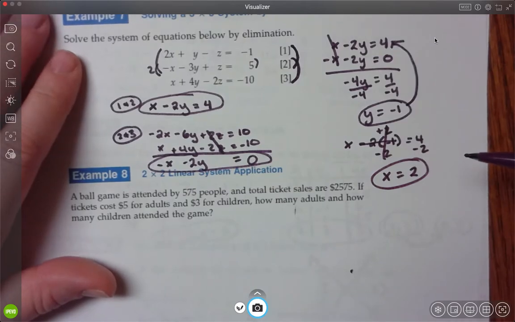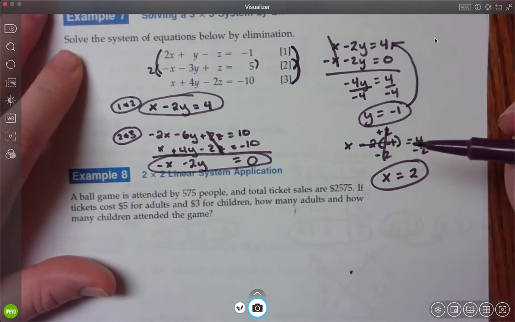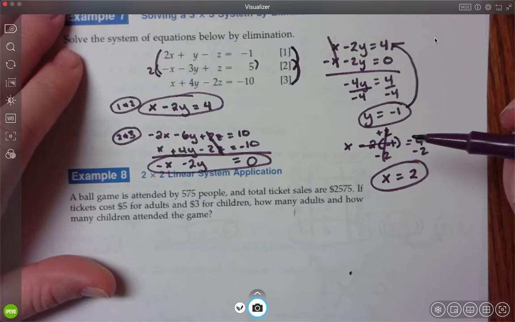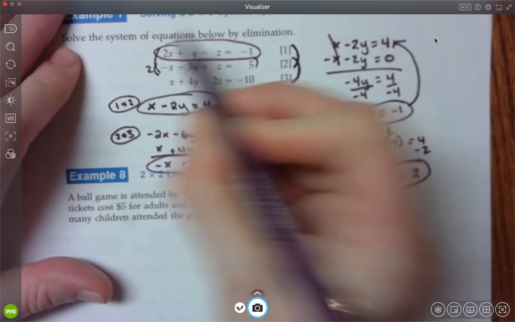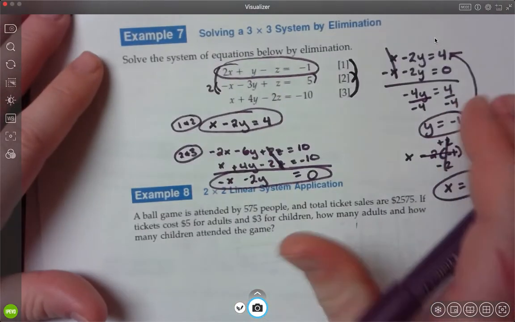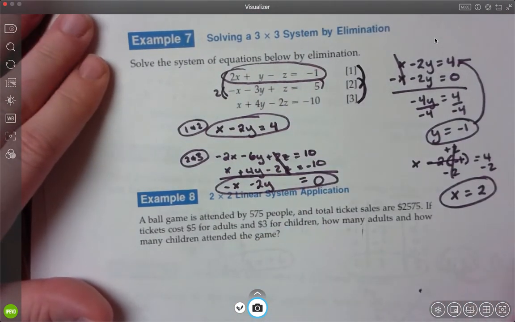x equals 2, y equals negative 1, and then I just need to find what z is. So let's just plug into the very top one, doesn't matter. Okay, we'll plug in and solve for z. You can plug into the middle one if you don't want to worry about the negative on the z, whatever, it's fine.